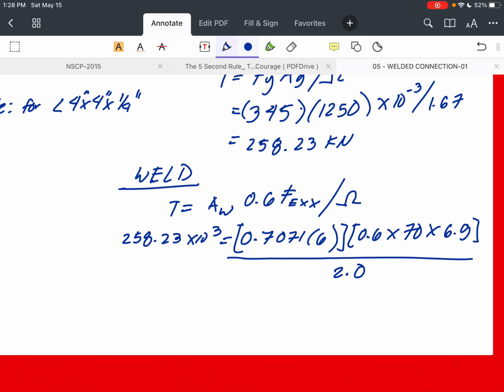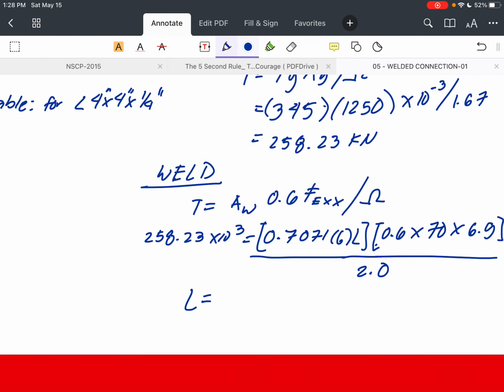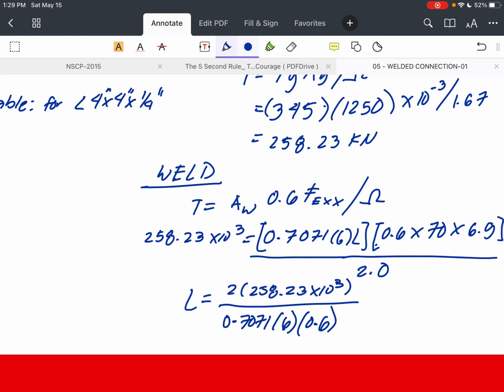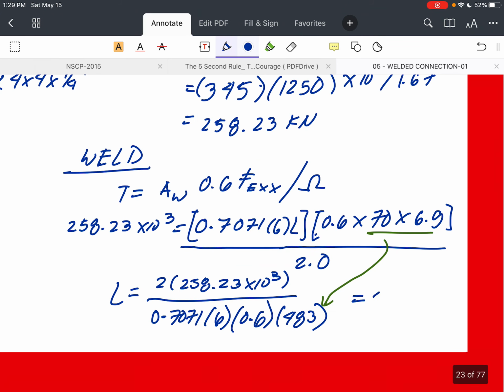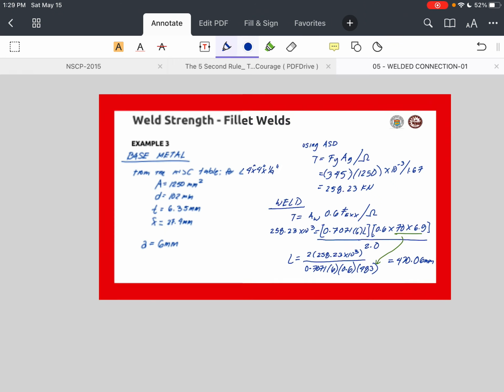Meron pa pala tayong of course yung L. Now, yung length natin will be 2 times 258.23 times 10 to the power of 3 over 0.707 times 6 times 0.6 times 483. Okay, inano ko na lang din yung 70 times 6.9, ito lang din yun. Okay. So, your length here, based on this equation, will be 420.06 mm.